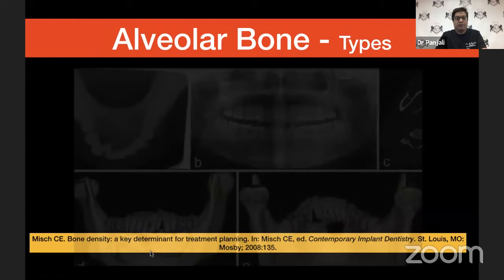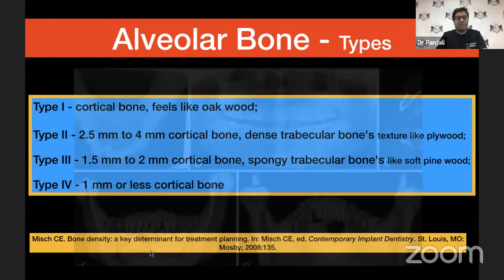So talking about alveolar bone, Misch has described it as 4 different types: type 1, type 2, type 3, and type 4. Type 1 is the cortical bone that you would typically find in the anterior mandible. Type 2 is in the posterior mandible and sometimes in the anterior maxilla. Type 3 is typically found in the anterior maxilla and posterior maxilla. And type 4 is generally the posterior maxilla. And now we are also talking about a type 5, which is the softest bone we can see.